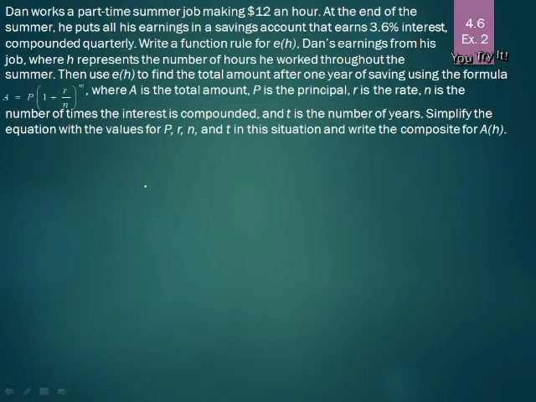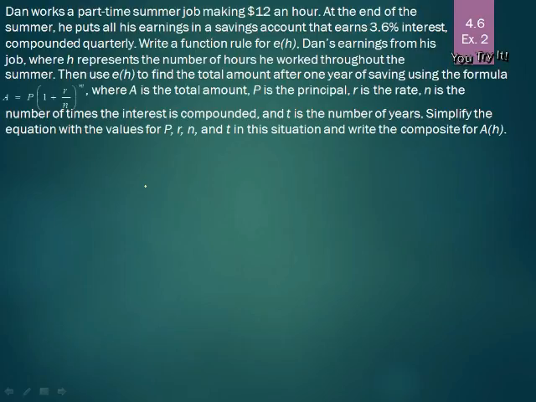Then use E of H to find the total amount after 1 year of saving using the formula A equals P times 1 plus R divided by N raised to the NT, where A is the total amount, P is the principal, R is the rate, N is the number of times the interest is compounded, and T is the number of years. Simplify the equation with the values for P, R, N, and T in this situation and write the composite for A of H.